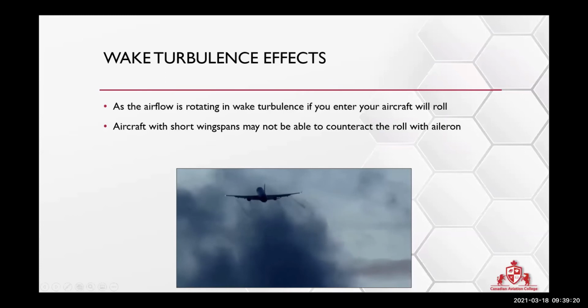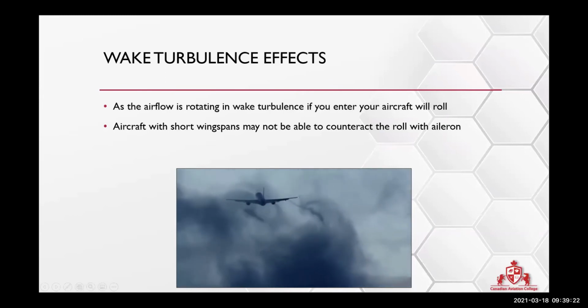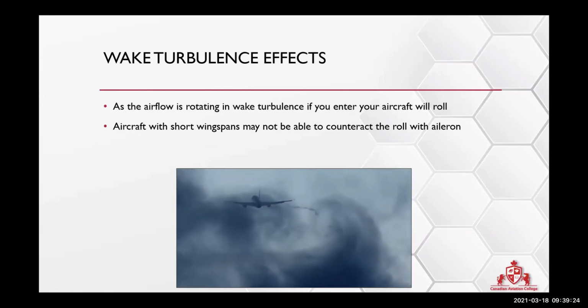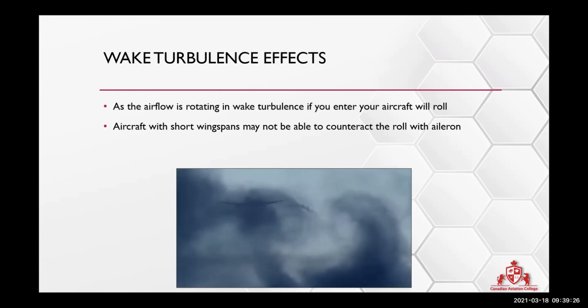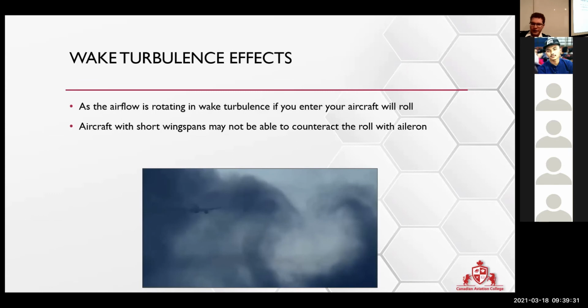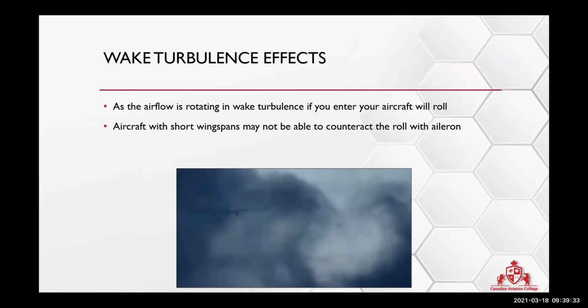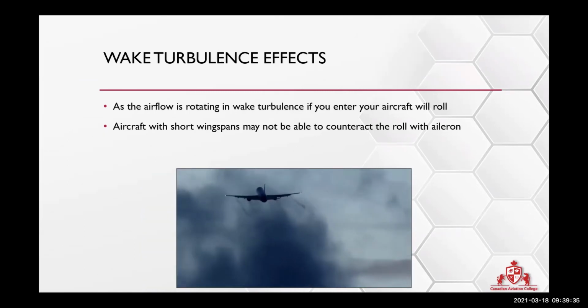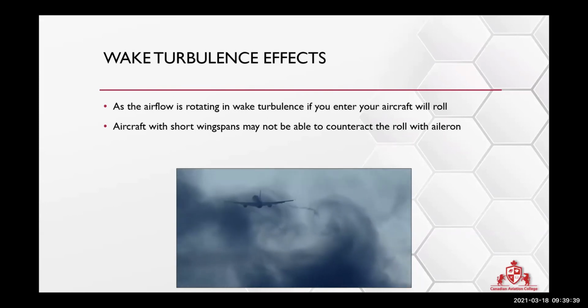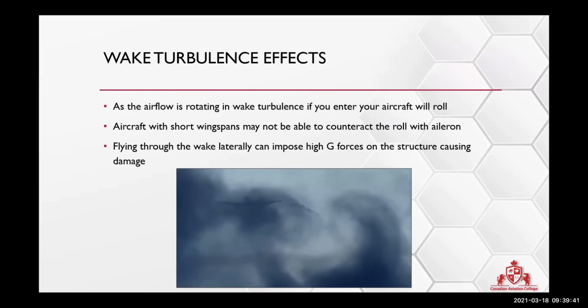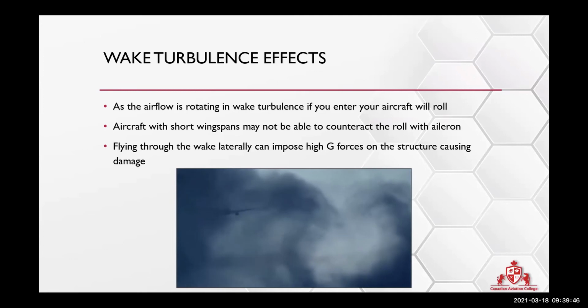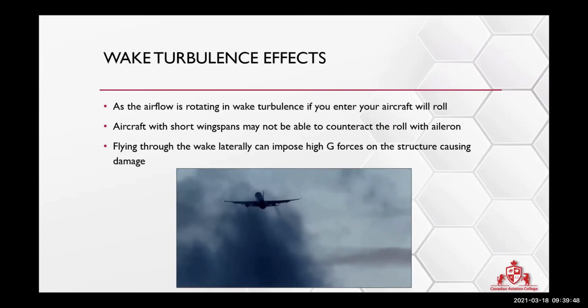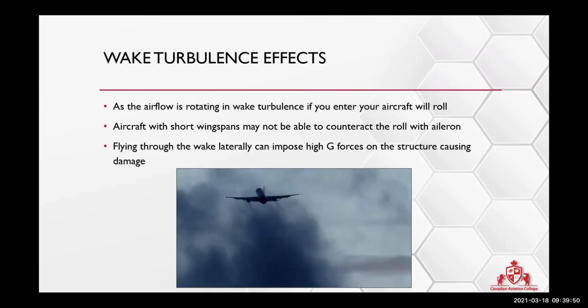Aircraft with a short wingspan may not be able to counteract the roll with the aileron, right? No need to write it down. So if you guys are flying a Cessna behind a Boeing 747, all right, the turbulence from them, you will not be able to counteract, all right? Flying through the wake laterally can impose a high G-force and can cause damage to the aircraft, right?